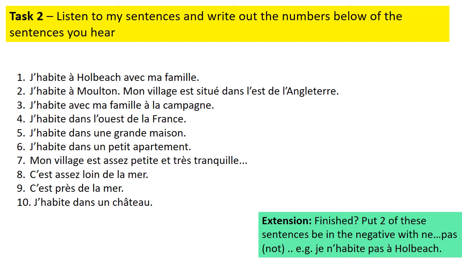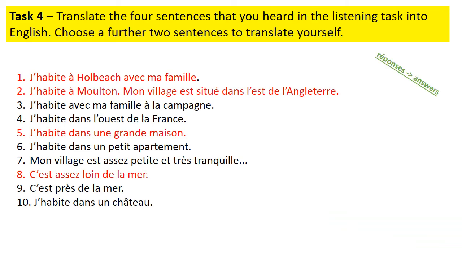Okay, so having a look then at our corrections. We've got the 4 sentences I read out highlighted in red on the board. Number 1, I live in Holbeach with my family. Number 2, I live in Malton. My village is situated in the east of England.